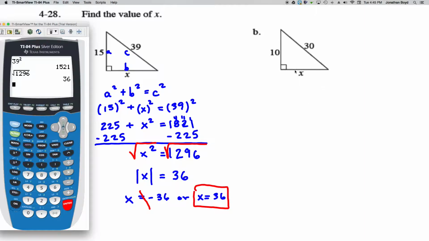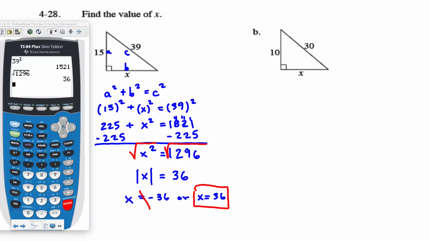Do this one in red. We have another right triangle. Again, this is like side A. This is like side B. This is like side C. So it's almost the exact same setup as the problem that we just did. If we take it here, we've got a squared plus b squared equals c squared.